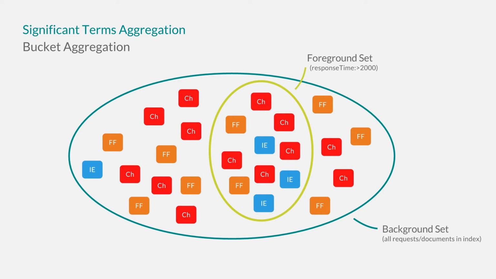Another reason could be that the distribution of terms within your foreground set is exactly the same as within the background set. In that case, there just isn't anything significant to the foreground set.